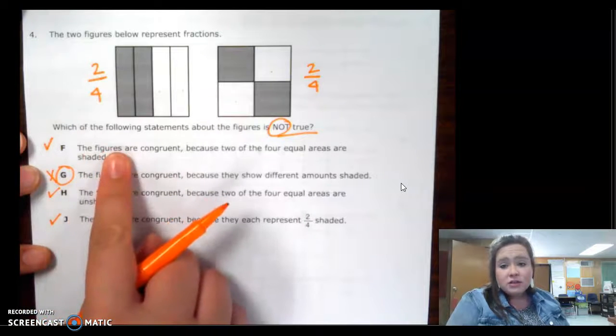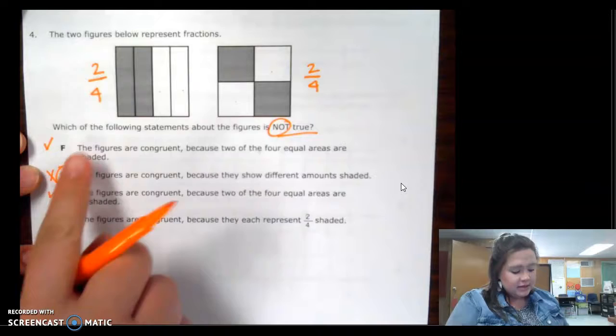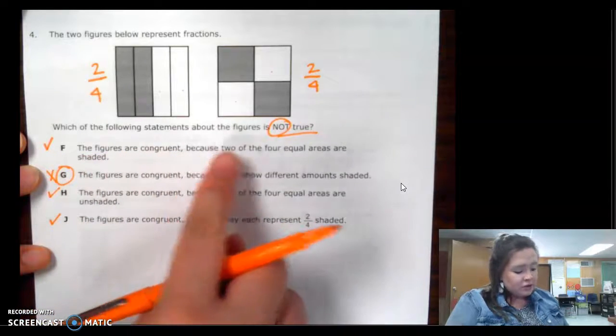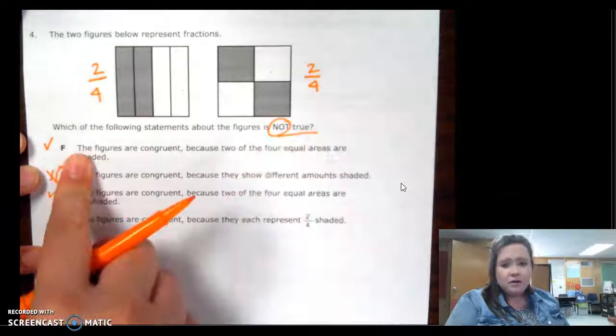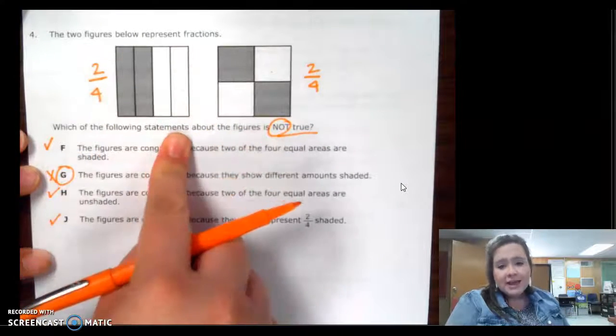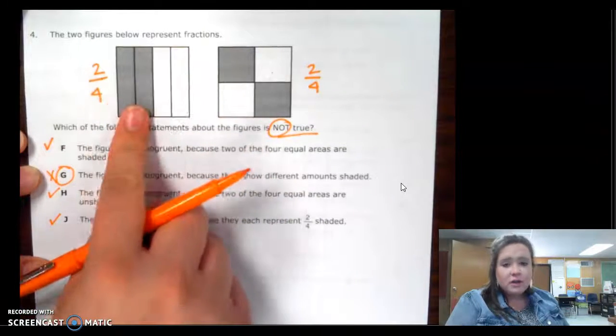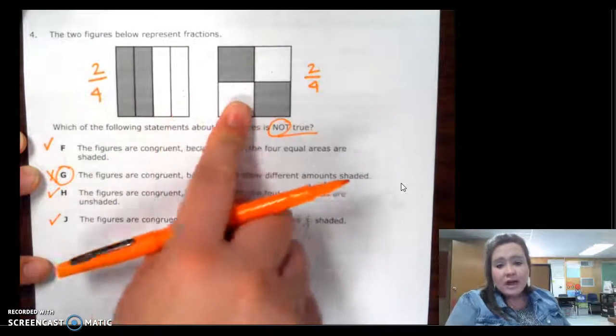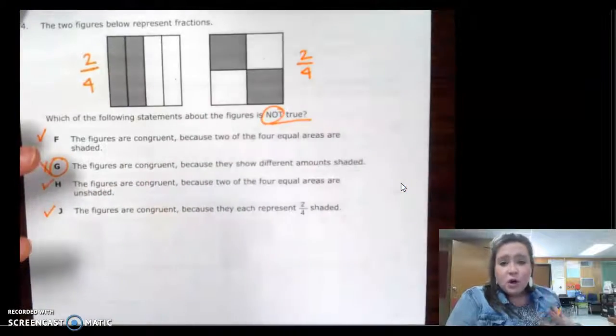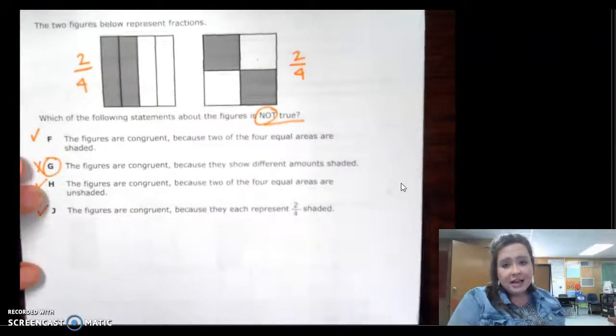To just break down each answer choice, the figures are congruent because 2 of the 4 equal areas are shaded. Are these congruent figures? Yes, that's true. Because 2 of the 4 equal areas are shaded. There's 2 here, and there's 4 total. There's 2 here, there's 4 total. You just have to slow down and think about what the question and the answer choice is asking you.